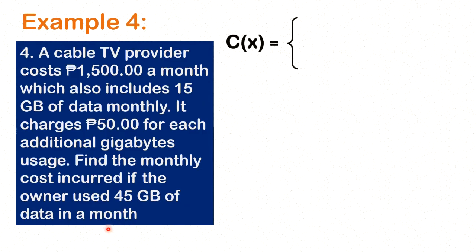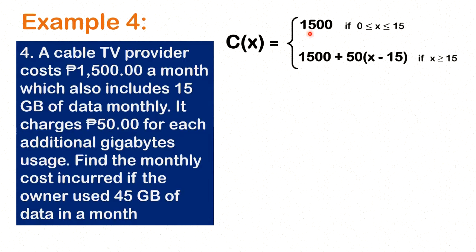Okay? So how do we do that? So let's use C of X pa rin. This is our cost function. So sabi ko nga sa inyo, kamukha lang nito yung example number 3. Okay? So we have this. Kapag yung number of gigabytes na nagagamit ninyo in a month is between 0 to 15, okay, ang babayaran lang is 1,500. But kapag lagpas na sa 15 gig, bawat gig na lagpas dun sa 15, magbabayad kayo ng additional na 50 pesos per gig. Okay, so that's why we have this function.